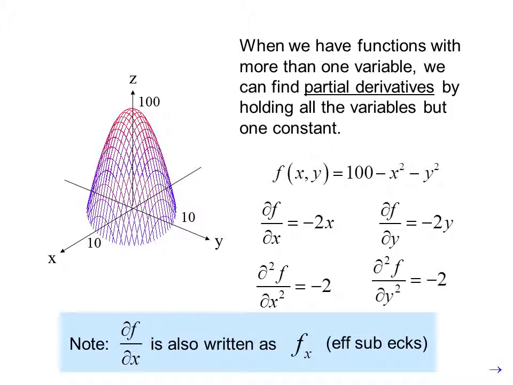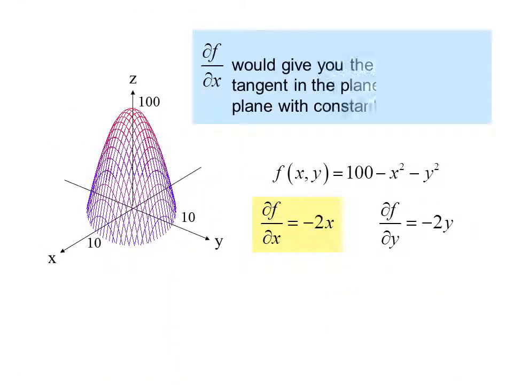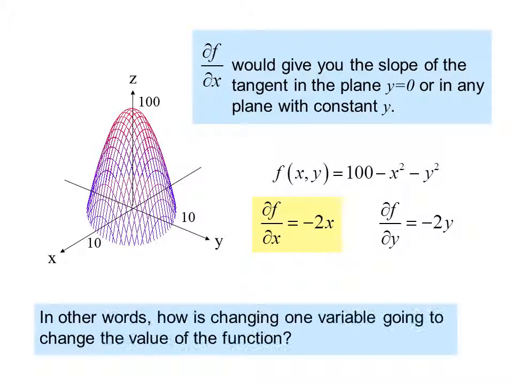Note, the partial derivative of f with respect to x is also written as f sub x. The partial derivative of f with respect to x would give you the slope of the tangent in the plane y equals 0, or in any plane with constant y. In other words, how is changing one variable going to change the value of the function?